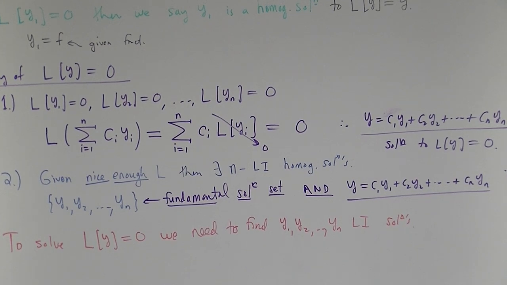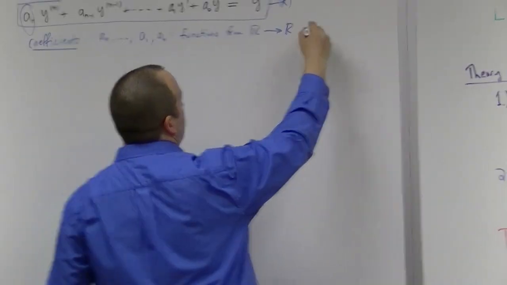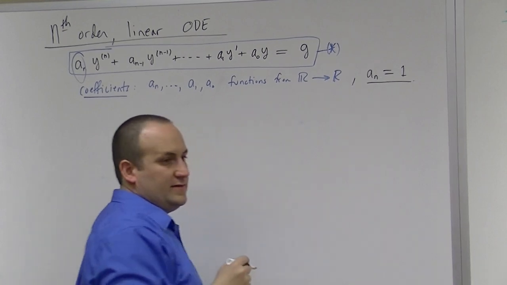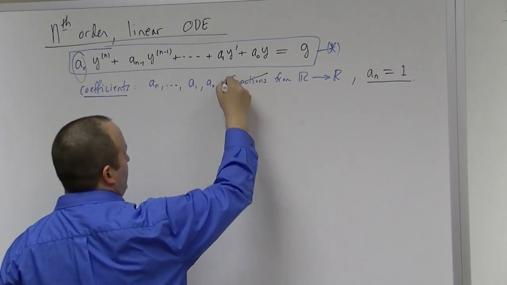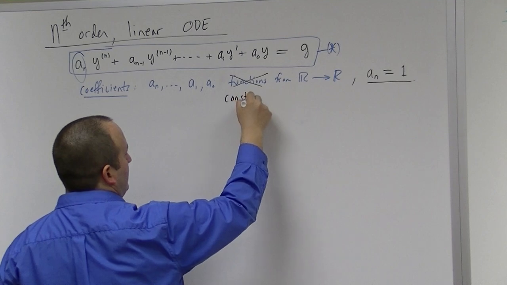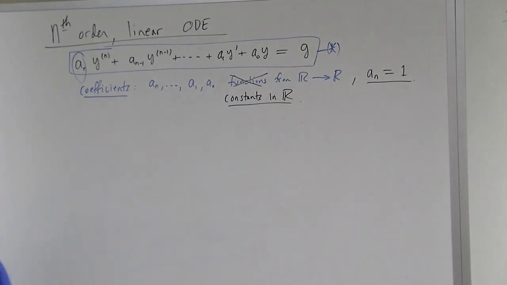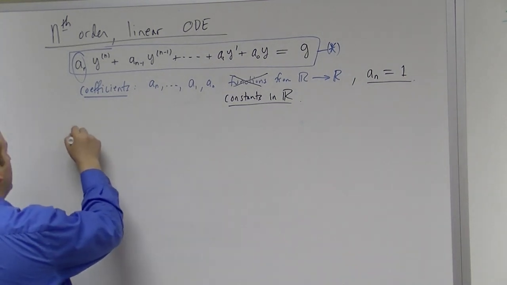So I'm going to come back over here. And also, for the sake of common decency, we force a sub n to be equal to 1. All right. And let's suppose that these are not functions, but now let's assume they're constants, n real constants. Then you see star, what is star?